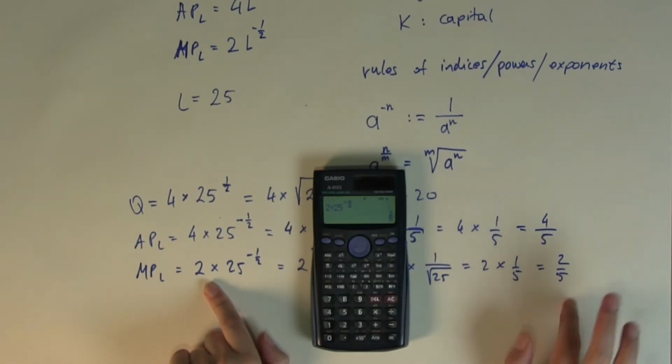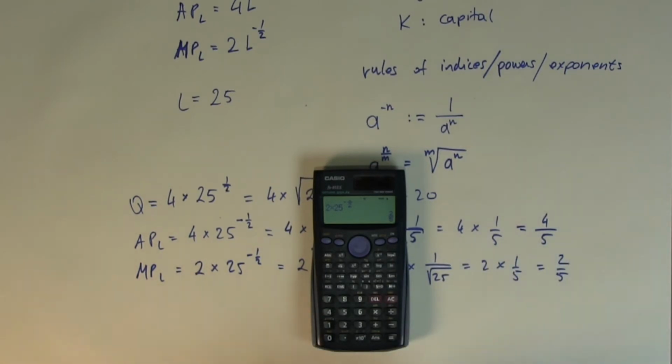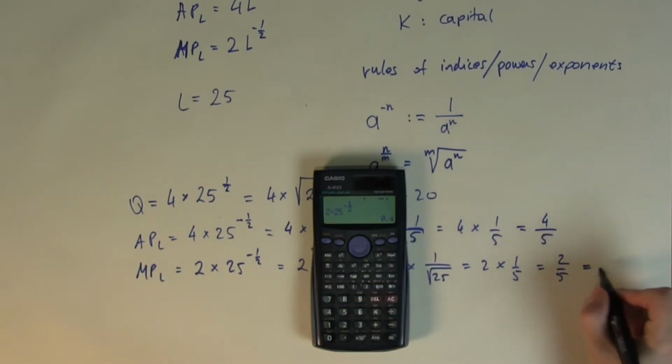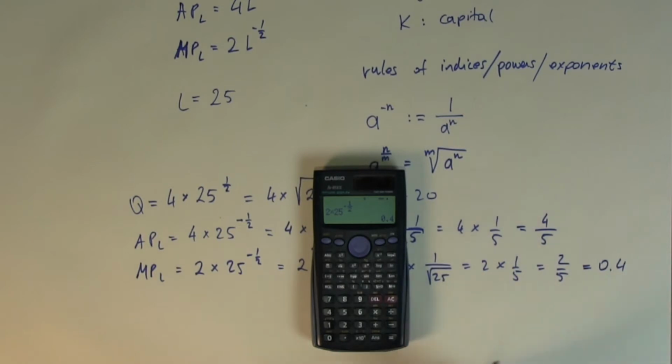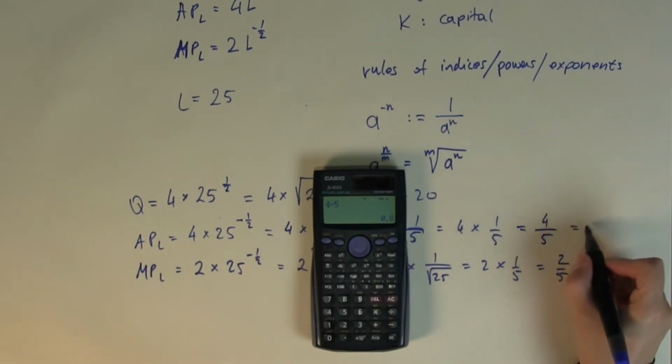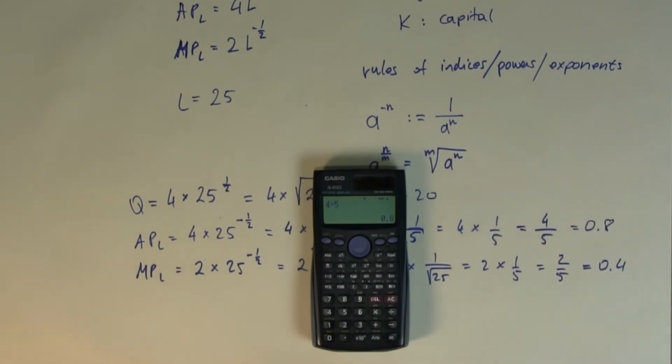Now, in economics, in most cases, you are talking about decimal numbers. So the 2/5 isn't necessarily the final answer. So you probably want to use the SD button and then turn it into a decimal. And same with the 4/5, which again, turning it into a decimal, is 0.8.